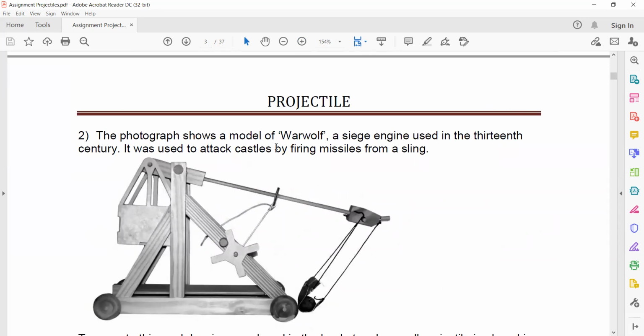The photograph shows a model of a war wolf, a siege engine used in the 13th century. It is used to attack castles by firing missiles from the sling. So basically, this is a sling. When it moves vertically, it will release this missile and that will hit the castle.